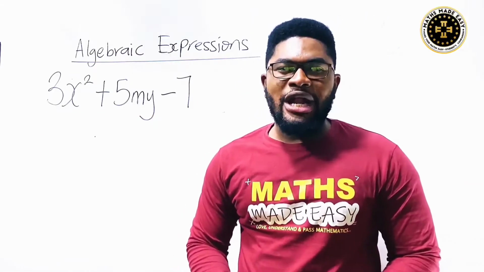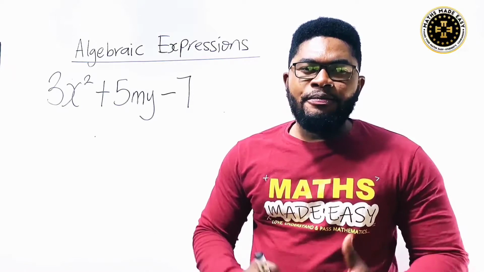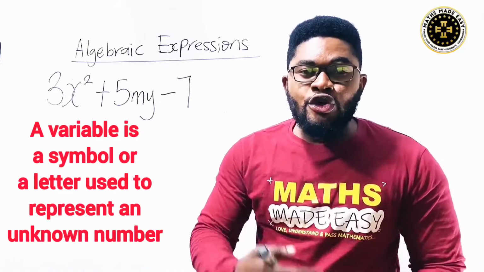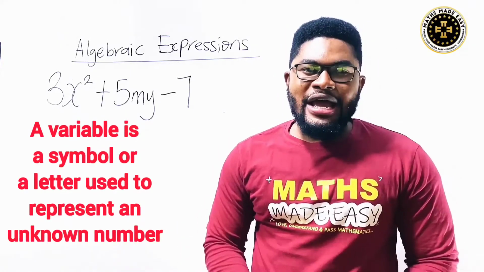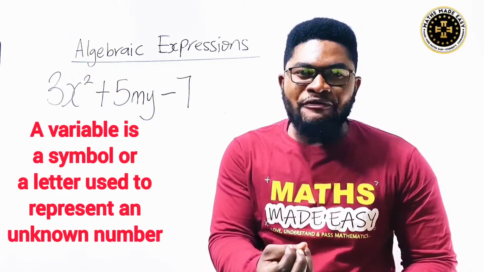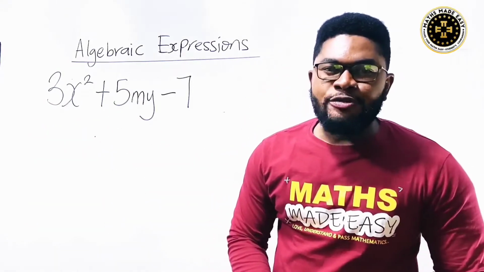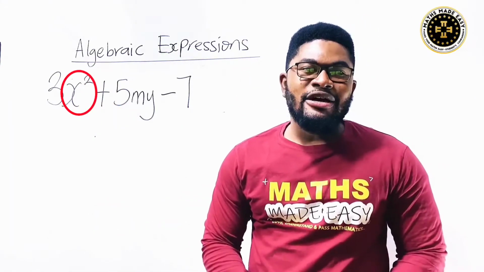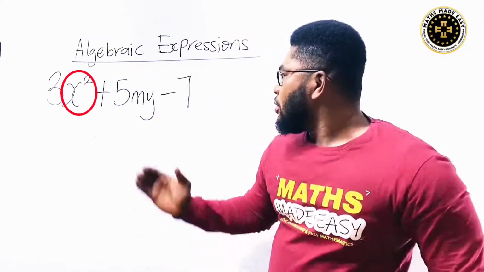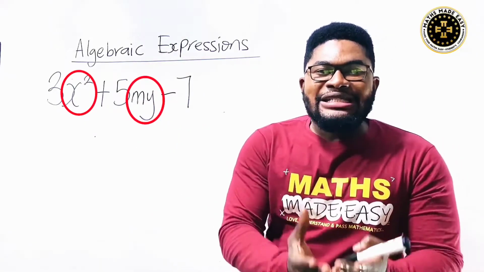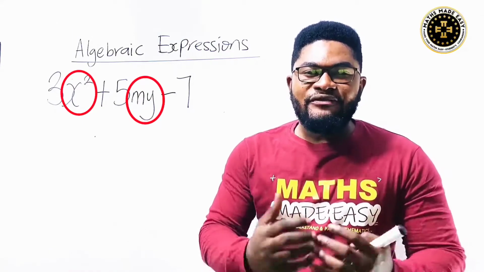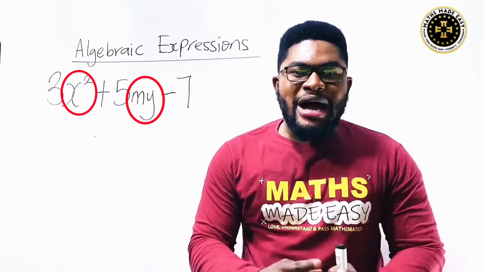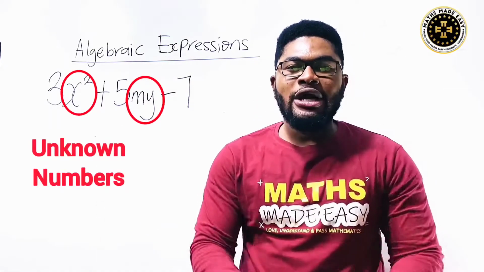The second terminology I would love to introduce you to is what we call the variable. The variable can be a symbol or a letter used to represent an unknown number, a number that you and I don't know the actual value of. Now, in this algebraic expression example, we have x squared. The x is a letter, so it becomes a variable. In my, the m and the y are letters, so they become variables. So these are the variables in the algebraic expression. And remember, they are used to represent unknown numbers.